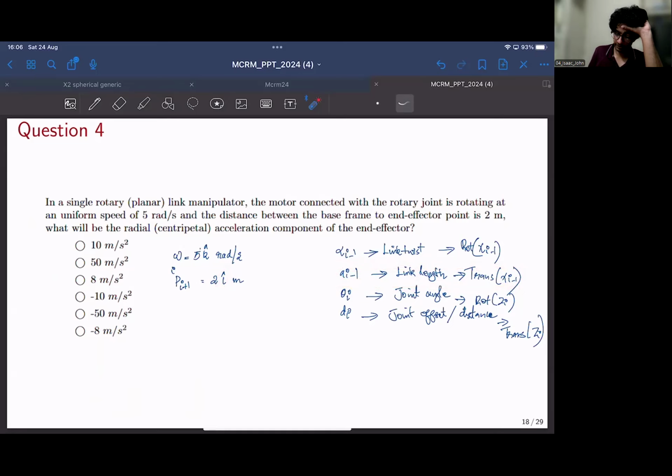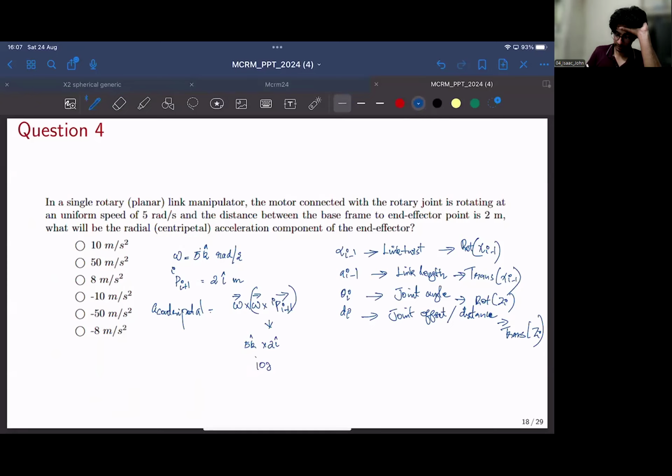So now that we have all the information, you are asked to find out the radial or centripetal acceleration. So vectorially, a centripetal is nothing but omega cross (omega cross iP(i+1)). Right? So I'll take the cross product of this term first. That is nothing but 5k cross 2i. This is nothing but 10j, right?